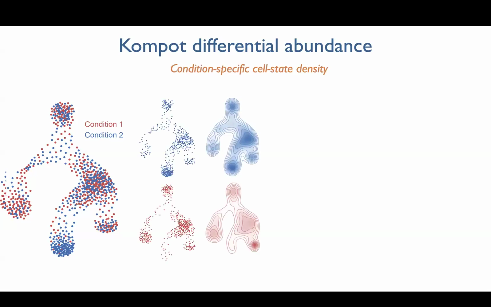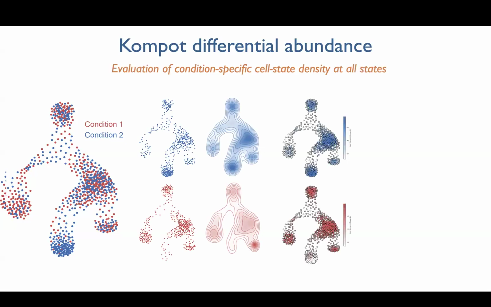The cool thing is now we can subset cells from each condition. Condition 1 is red, condition 2 is blue, and we compute this continuous density function separately for each condition. Because it's a density function, it allows us to evaluate density even in unobserved states, right? So what we can do using this function, trained only using cells from one condition, is predict the density in the other condition too. Okay, hopefully that makes sense.